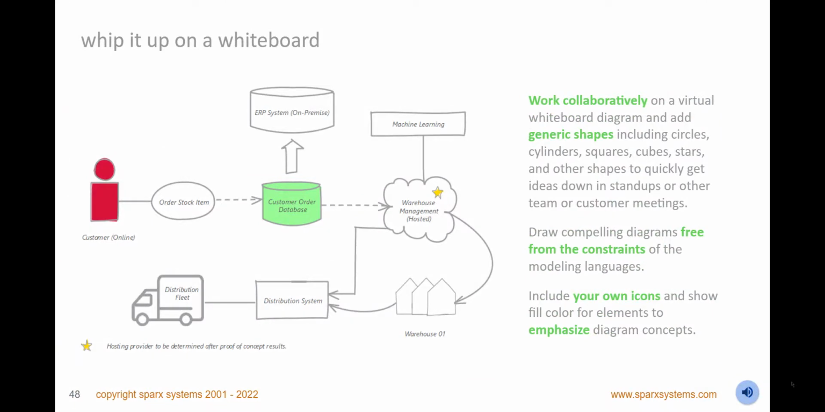Whip up expressive but straightforward diagrams using the flexible and productive whiteboard diagram. A toolbox of useful shapes and icons including circles, cylinders, squares, cubes, stars, and other shapes to quickly get ideas down in team or customer meetings. Link elements from more formal diagrams to the whiteboard icons to facilitate traceability and references for non-technical stakeholders.